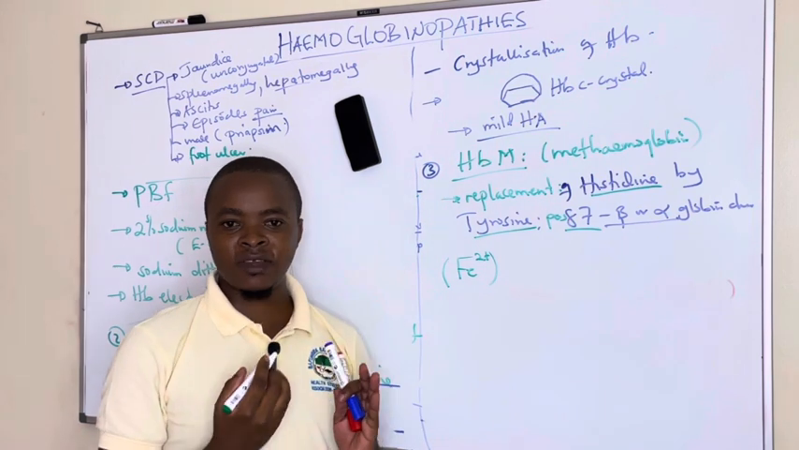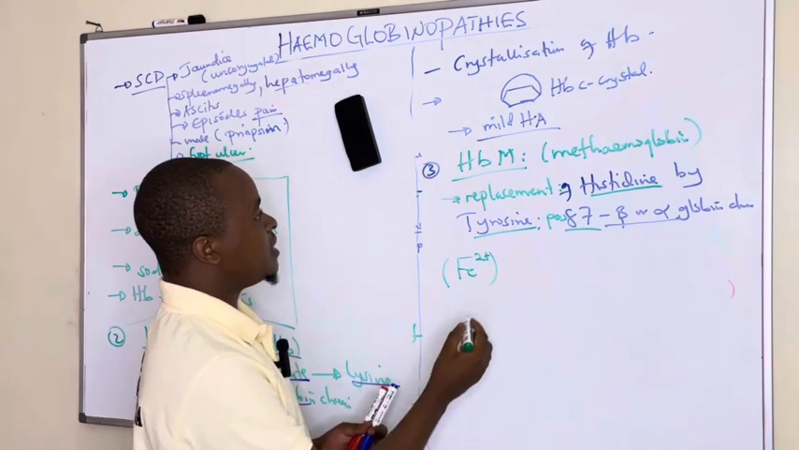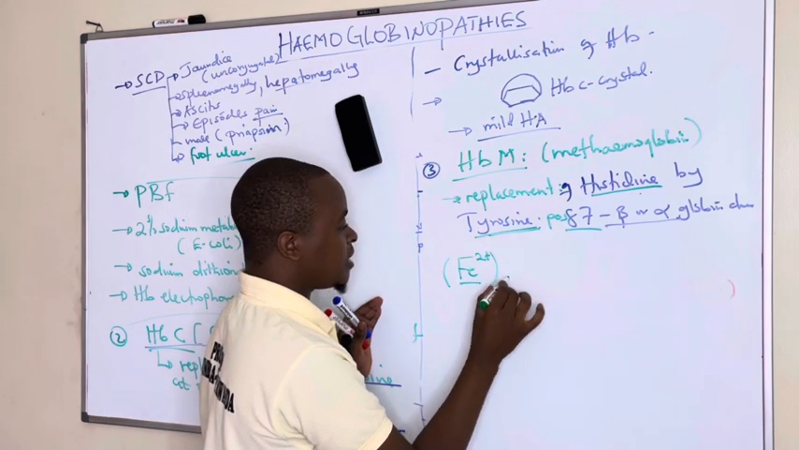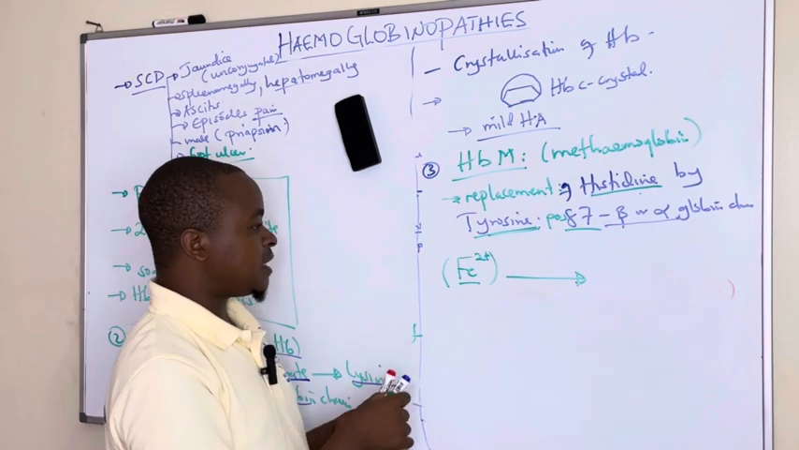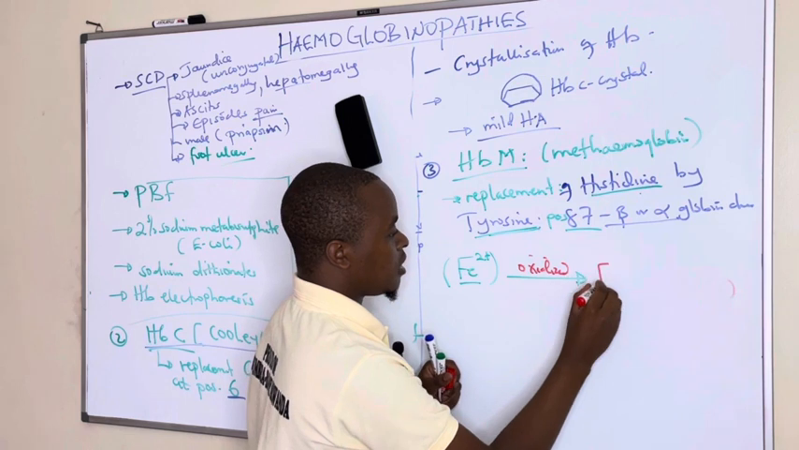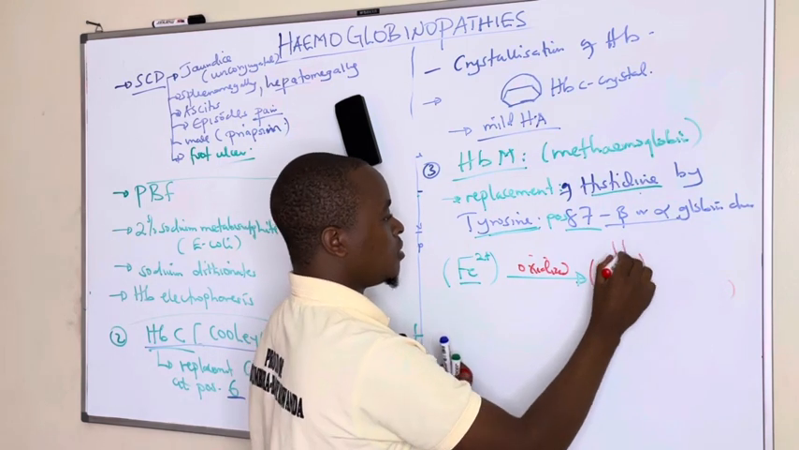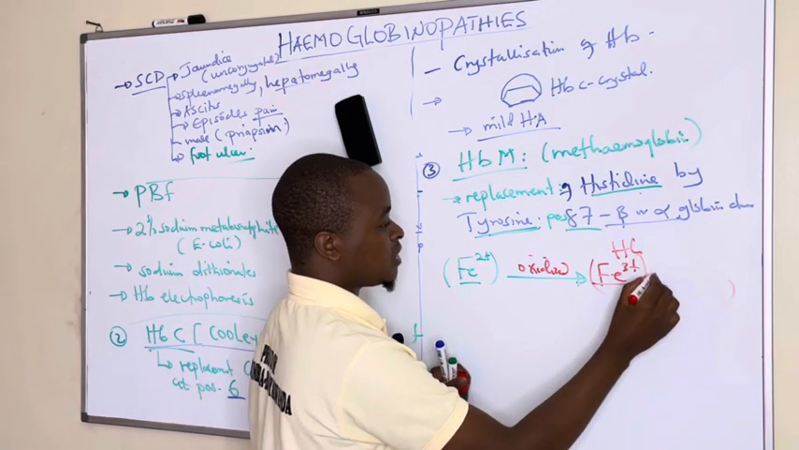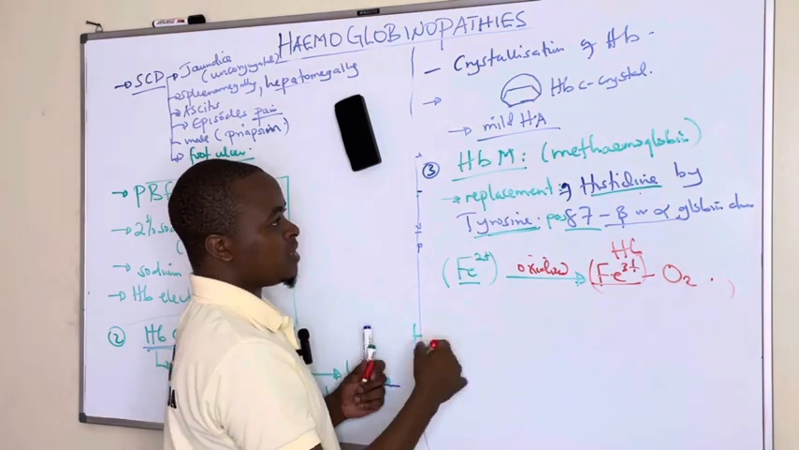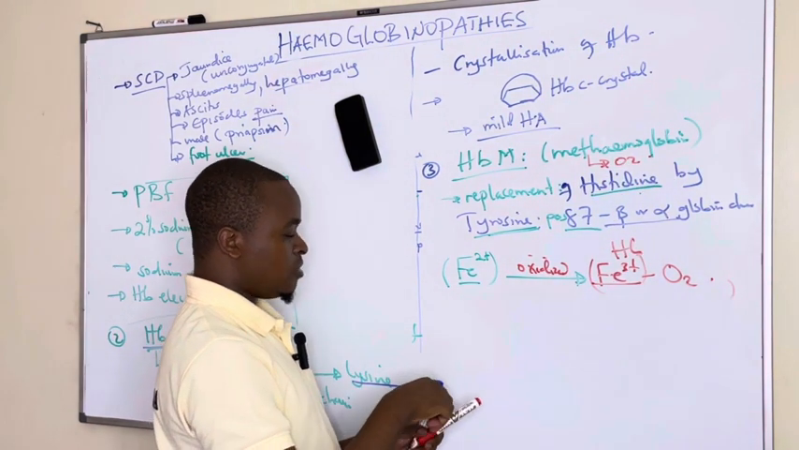And it is when iron is in ferrous state in the heme that it is able to bind with oxygen. But whenever there is methemoglobin due to replacement of histidine by tyrosine, the iron in ferrous state is always oxidized to iron 3, which is ferric state, and hemoglobin with iron in ferric state does not combine with oxygen.